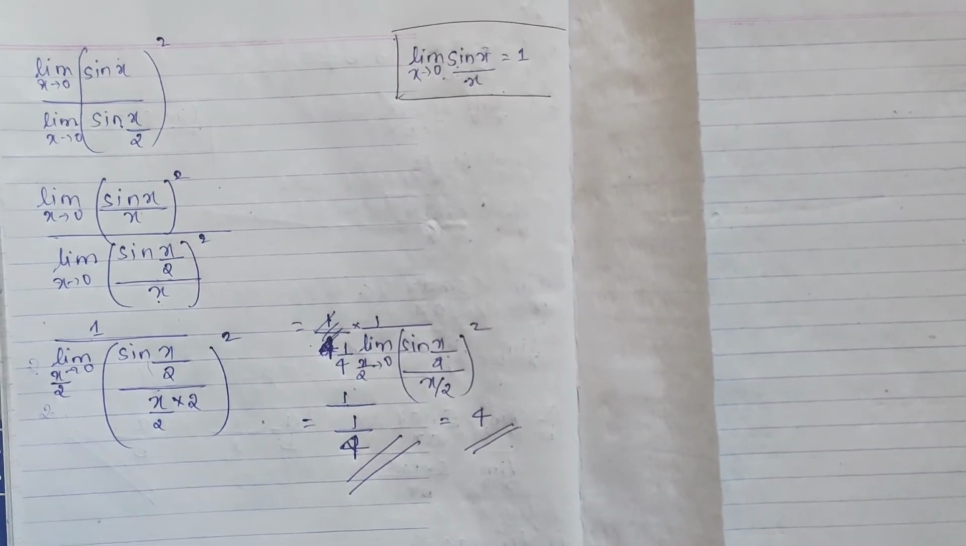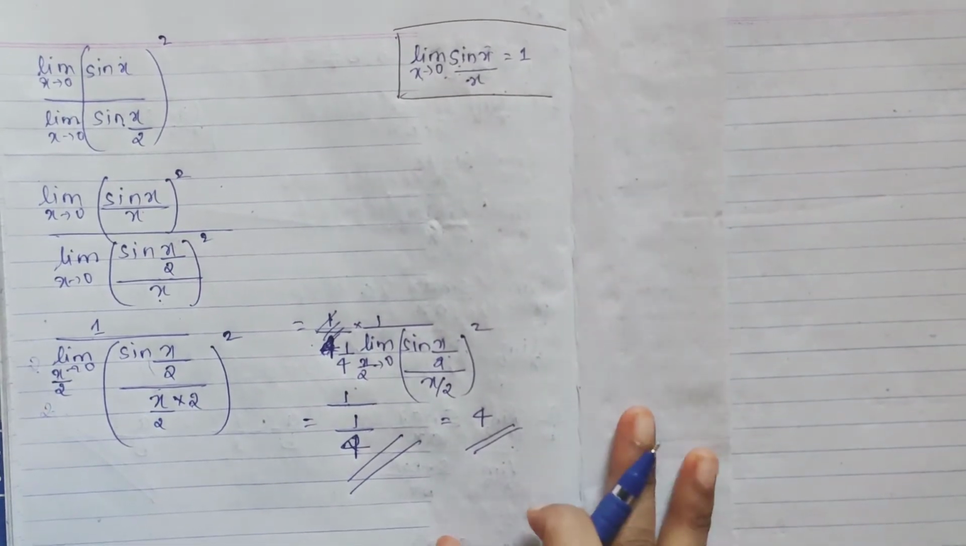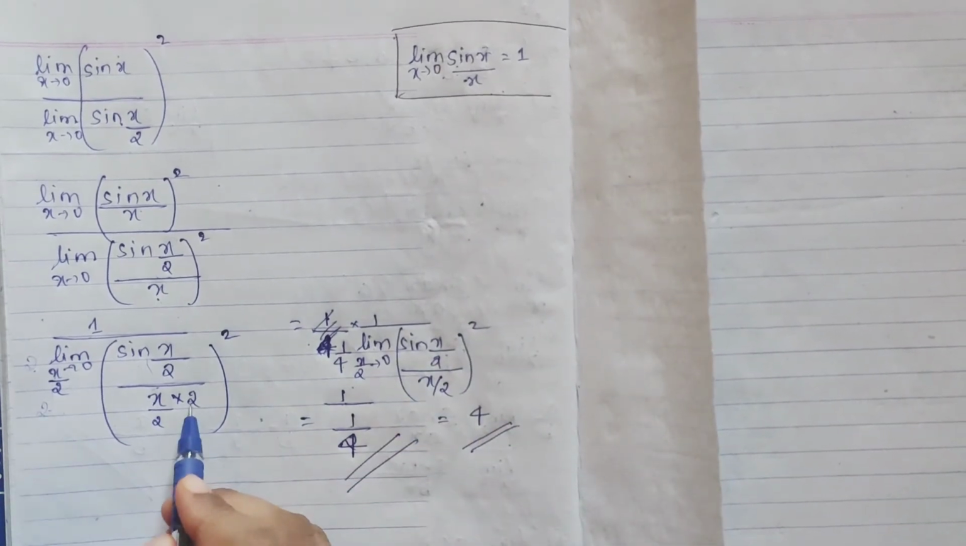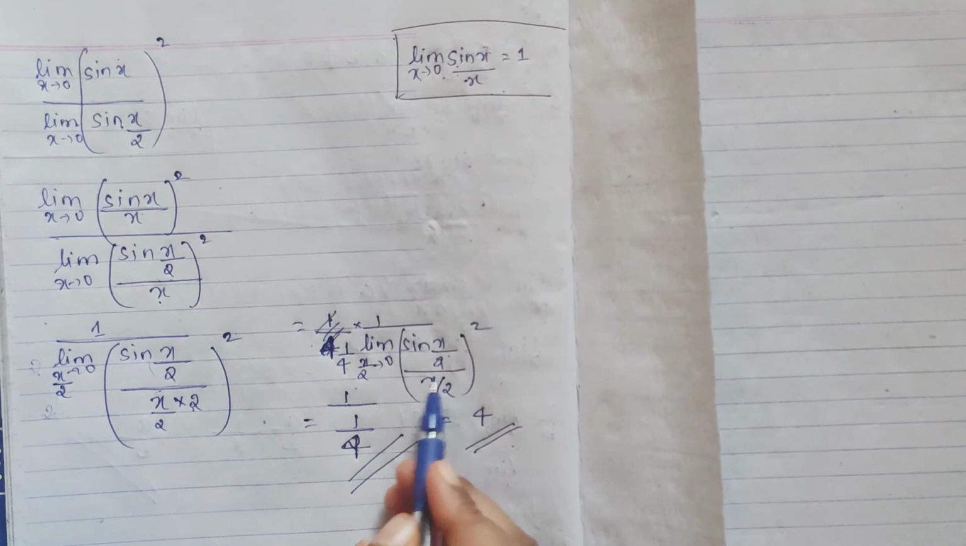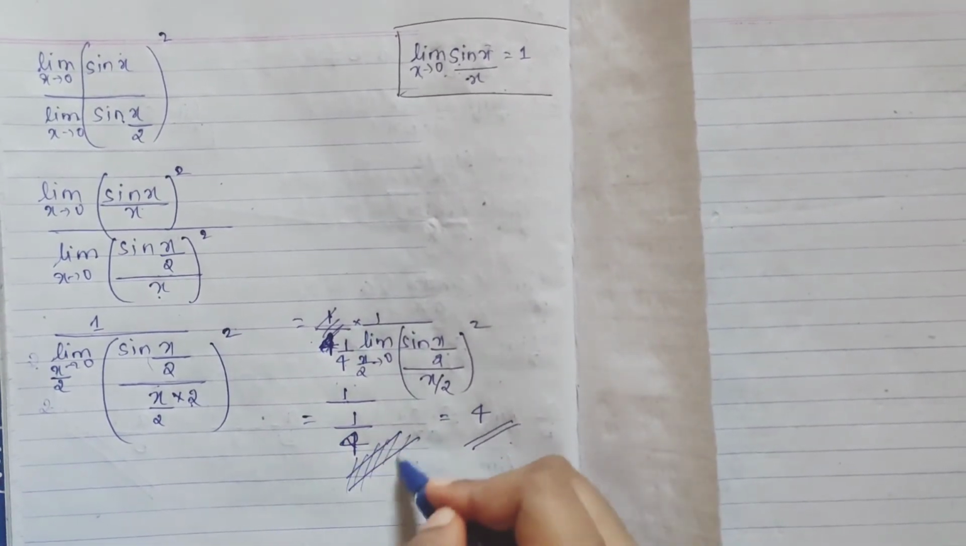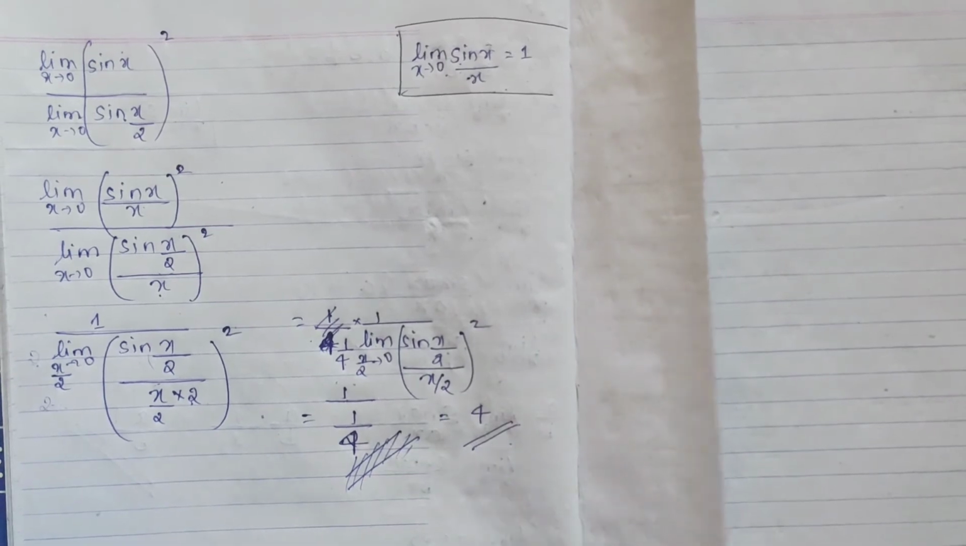I hope I am clear now. See, you should be checking like this, sometimes I also make mistakes. The square part was there, I didn't consider it, 2 square is 4, right. So, 1 by 4 should come out. Please be careful, your answer will be 4 for this.